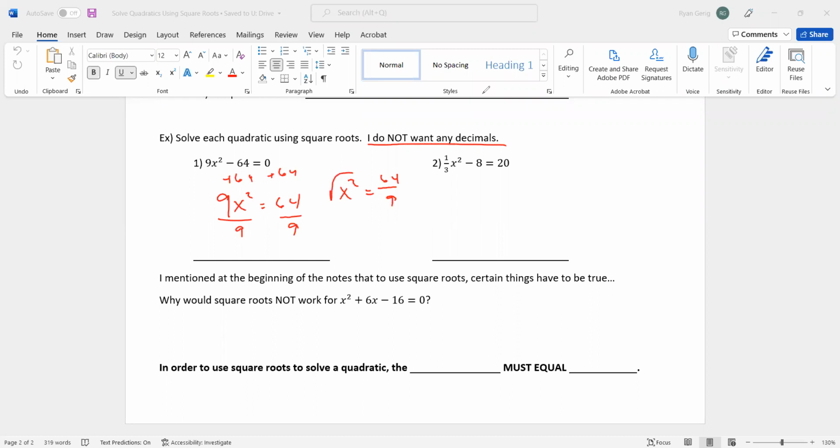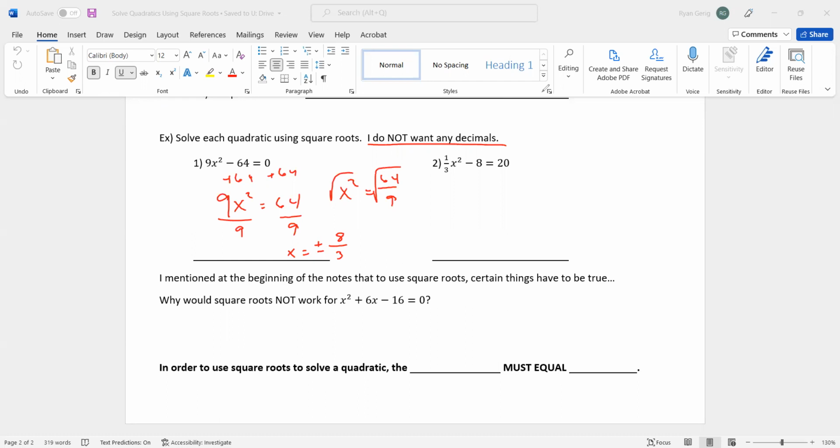Now take the square root. Okay, the square root, and you get x equals, now this should be pretty easy. The square root of 64 is 8. Notice I put plus or minus right away. Square root of 9 is 3. There you go. There's your answer. They were both perfect squares. They were just in fraction form. So just take the square root of top and bottom, and you're done. So square root of 64 over 9 is plus or minus 8 over 3.